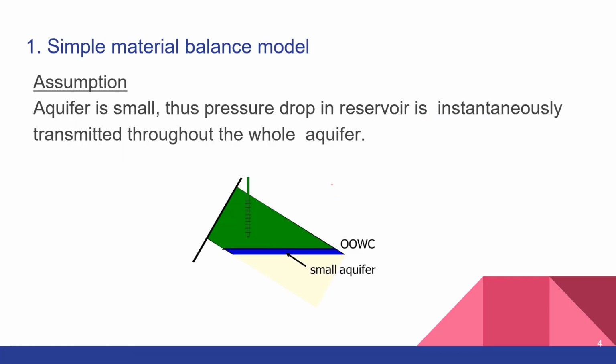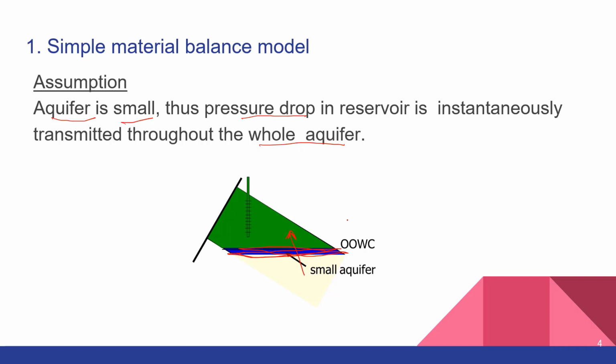First, the most simple model, which is the simple material balance model. For this, we have the assumption that our aquifer is really small. As you can see from this picture, it's just like a tiny line of water. So you assume that the pressure drop in the reservoir is instantly transmitted throughout the whole aquifer. This means that the pressure drop can go through this aquifer because it is very small, so it is almost negligible.